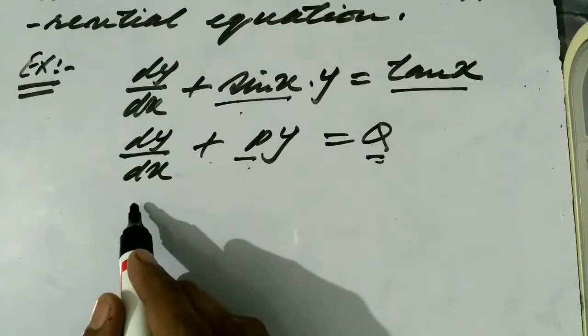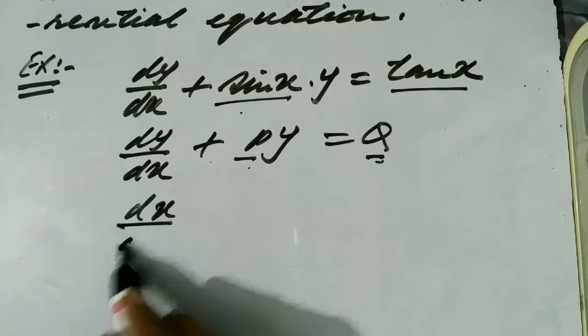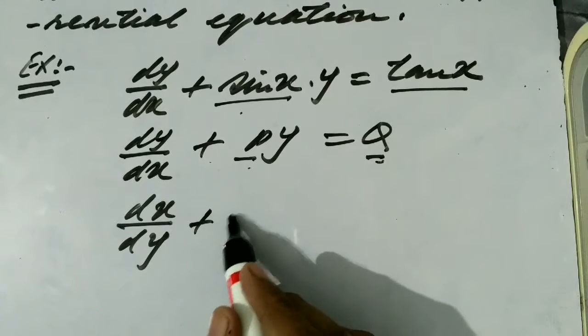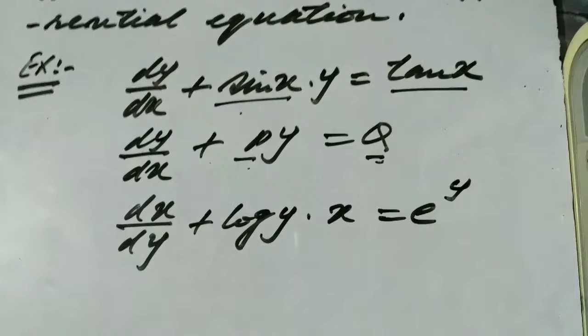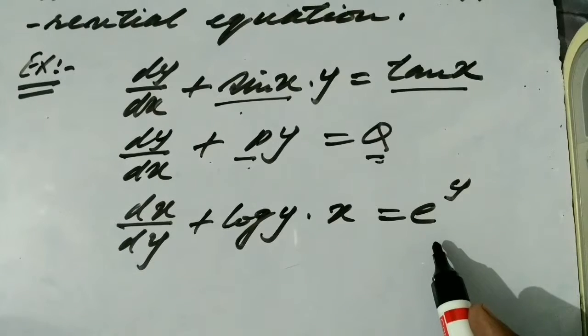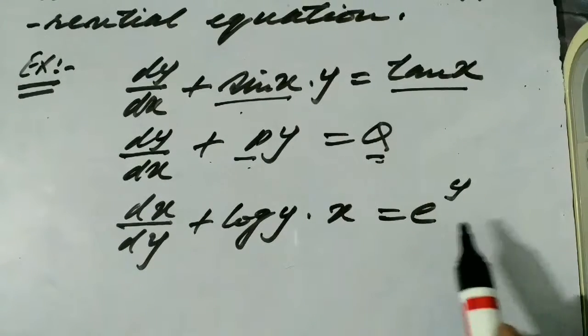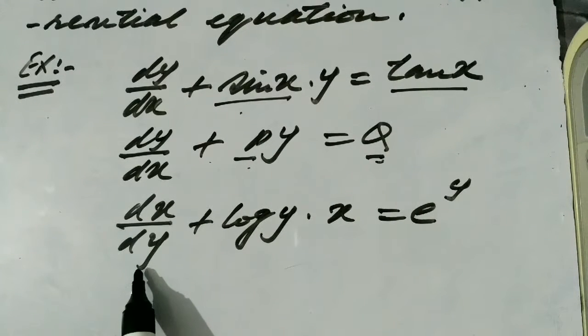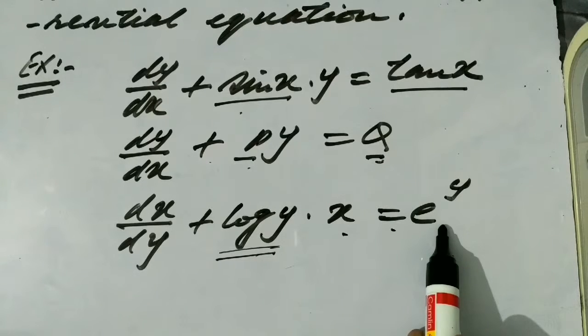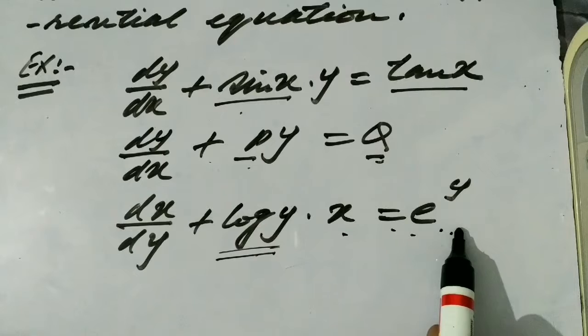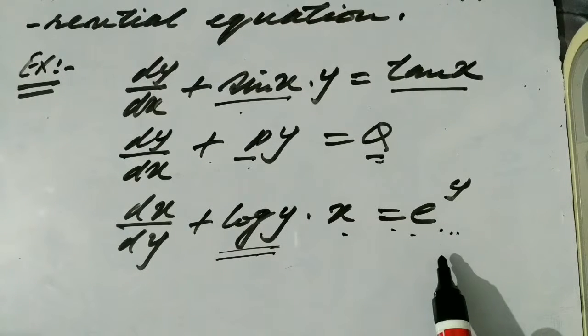The second form of differential equation is like dx/dy + (log y) x = e^y. So as we have defined another form of linear differential equation in the definition, a differential equation of the form dx/dy + P'x = Q', where P' and Q' are some functions of y or constants. As you see clearly, this is exactly in the same form, because dx/dy + log y, which is a function of y, times x is equal to e^y, which is also a function of y. So this is also a linear differential equation.